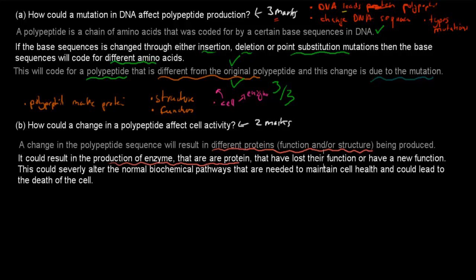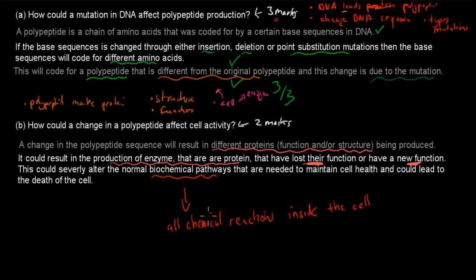Enzymes which are proteins that have lost their function. In many cases they have lost their function, sometimes they have a new function, but in many cases they have lost their function. If we have enzymes that have lost their function, the next sentence is: this could severely alter the normal biochemical pathways. If that word sounds unfamiliar, that's just the idea of all chemical reactions inside the cell. A cell needs to do chemical reactions to stay alive, and that's their biochemical pathways.